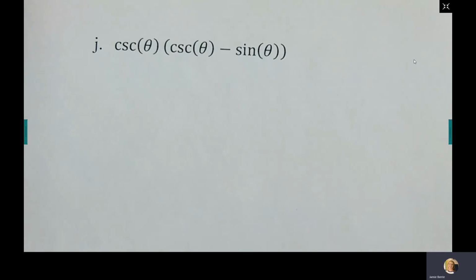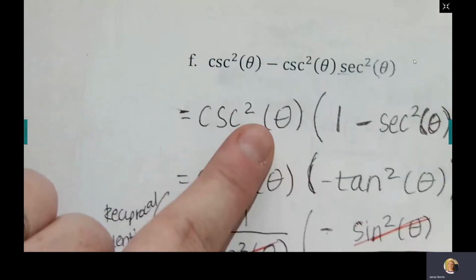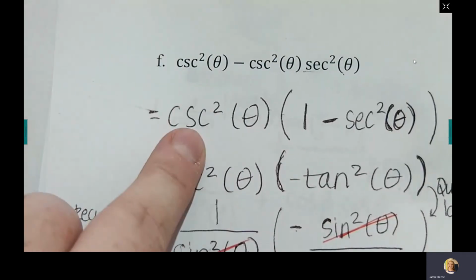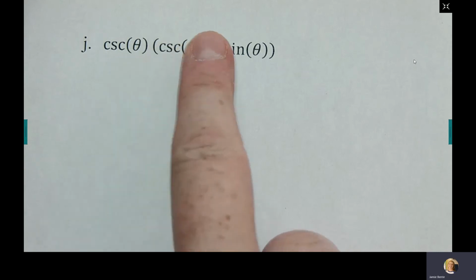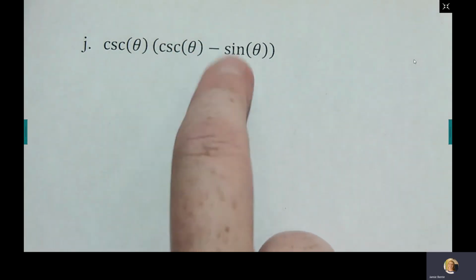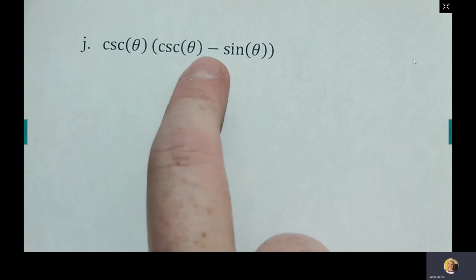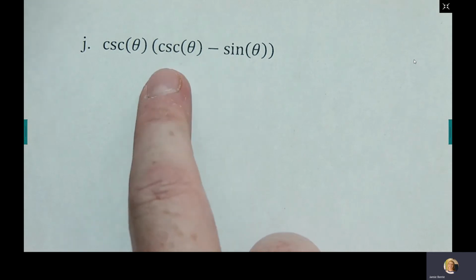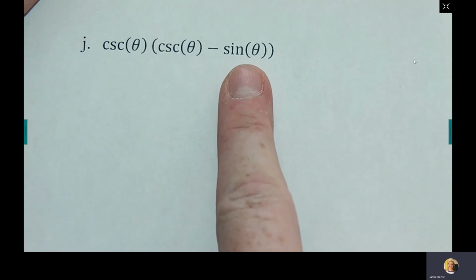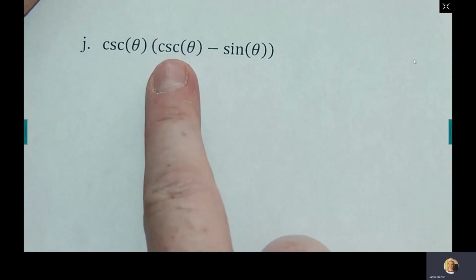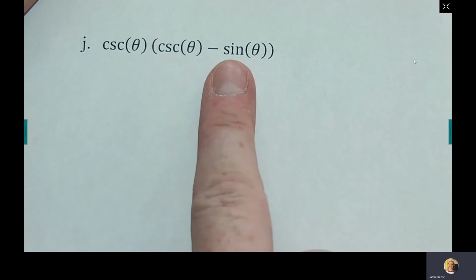This sort of looks like, whoops, sorry, you couldn't see what I had on there. This sort of looks like something that we did earlier today. Sort of like this, where we had factored out a cosecant. It's already factored out for us. So I think I'm going to start inside the parentheses and try to simplify inside of this parentheses as much as possible. So I have cosecant and sine. How could I rewrite cosecant in terms of sine?